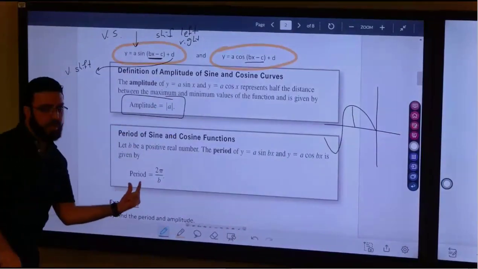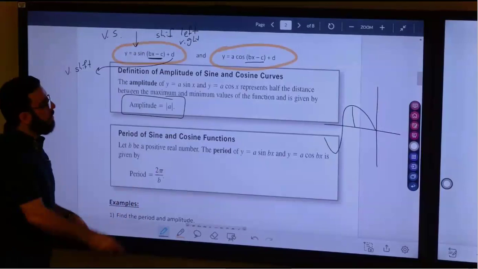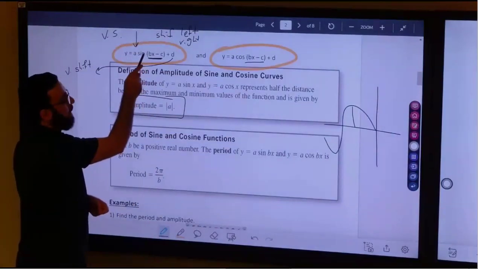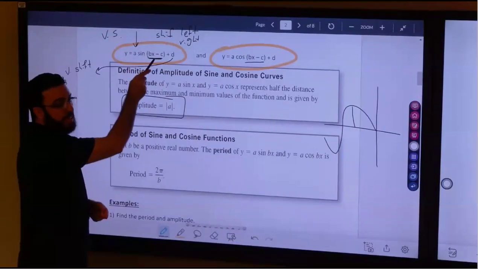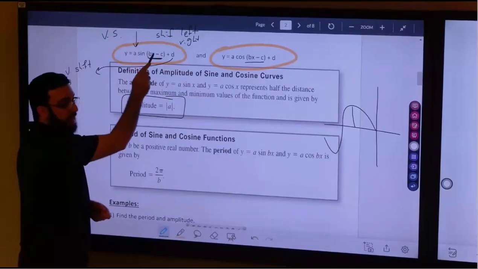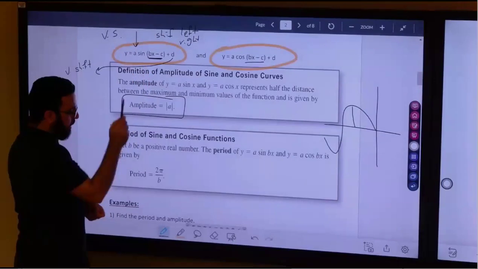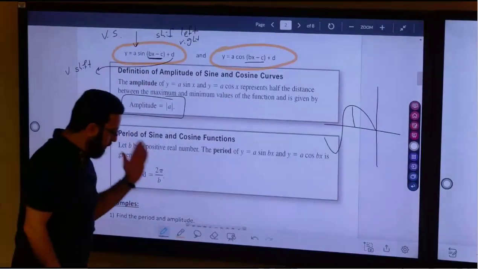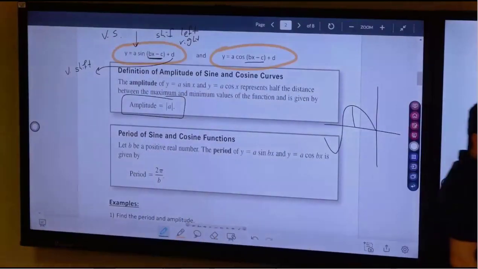How to find the period? You find it over B. B is from the shifting, the number in front of the X. So to find the period, it is going to be 2 pi over B. Is that hard so far?